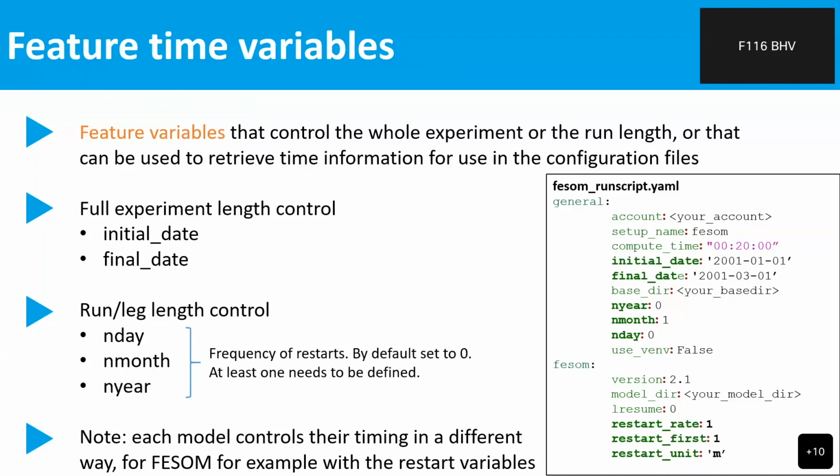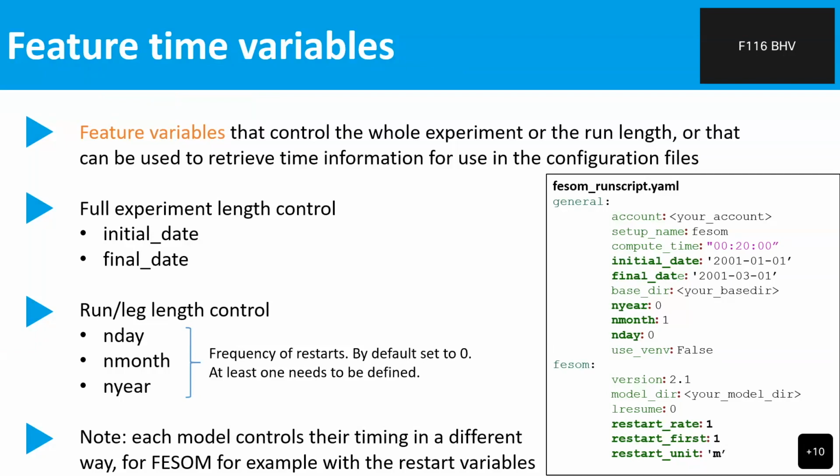If you remember this graph of the whole simulation, where you have this arrow, it tells where the experiment is starting and when the experiment is finishing. Then we also have end year, end month, and end day. These are also feature variables that control the frequency of the restarts of the ESM Tools calendar. So basically, they control the run length for ESM Tools.